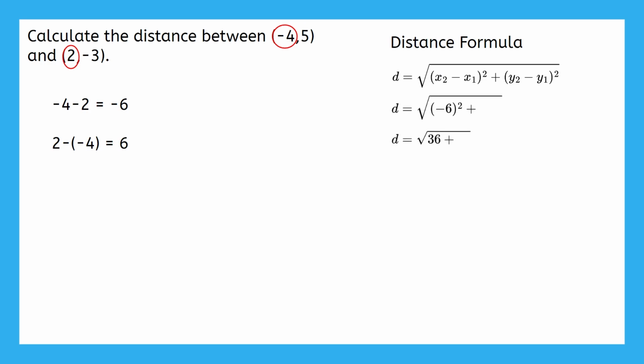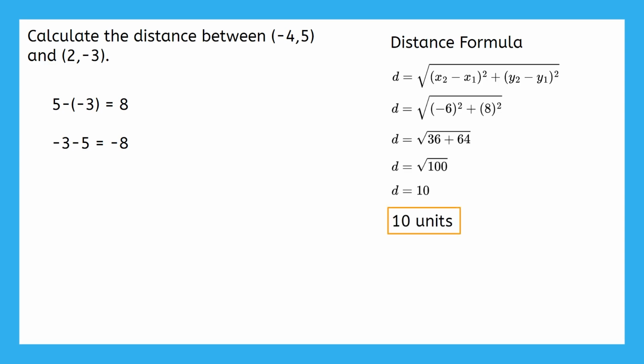Now we can move on to the y values. Subtract the y values in either order. I'm going to go with 5 minus -3 and use 8 in my equation. But you could use -8 too, because when we square 8 or -8, we will get 64. Then we can finish solving like we normally would. Add the numbers together and take the square root. This gives us a final answer of 10 units. Don't forget to label your distance with units, unless you're given a more specific type of measurement in the problem, like centimeters or inches.